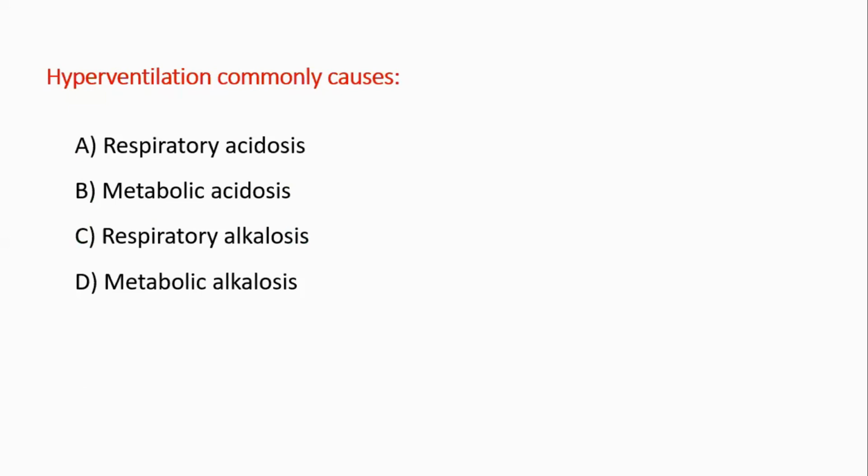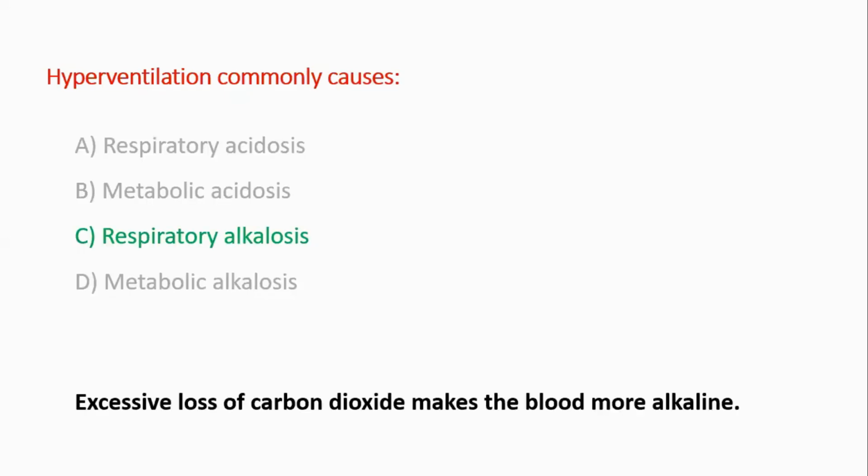Hyperventilation commonly causes: respiratory acidosis, metabolic acidosis, respiratory alkalosis, or metabolic alkalosis? Anxiety attacks, panic, and high altitude can all make a person breathe faster. But what happens when too much carbon dioxide leaves the body? The right answer is respiratory alkalosis. Excessive loss of carbon dioxide makes the blood more alkaline.